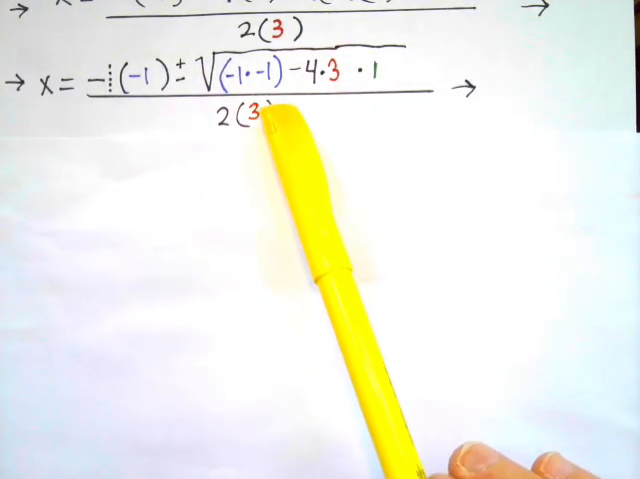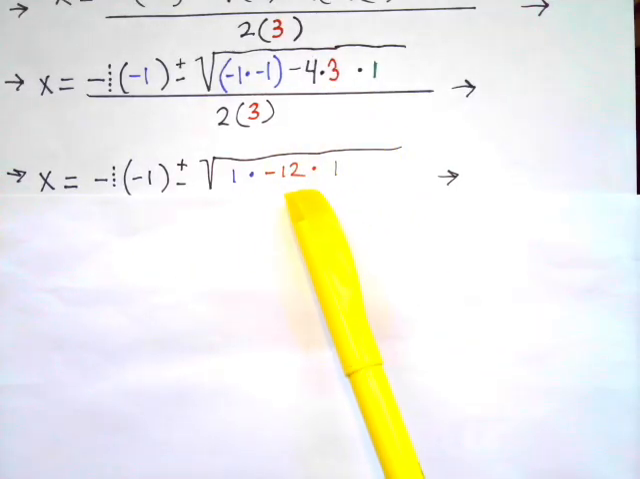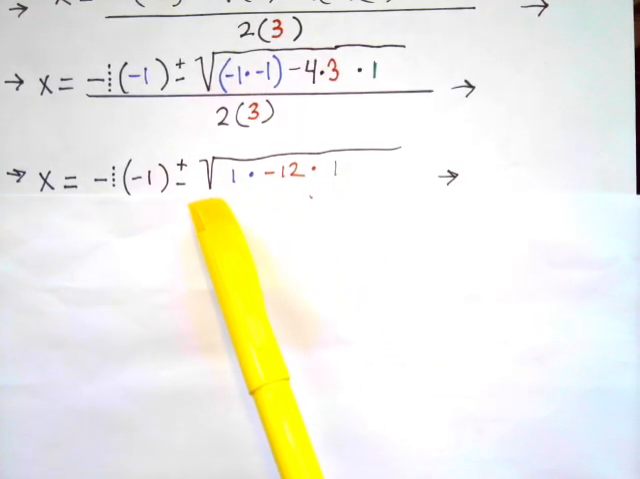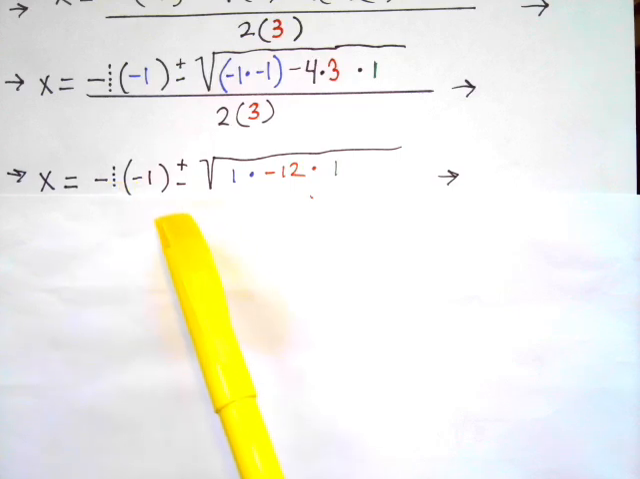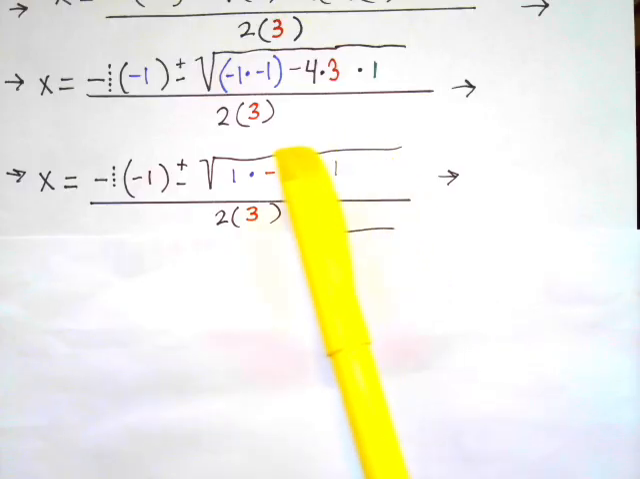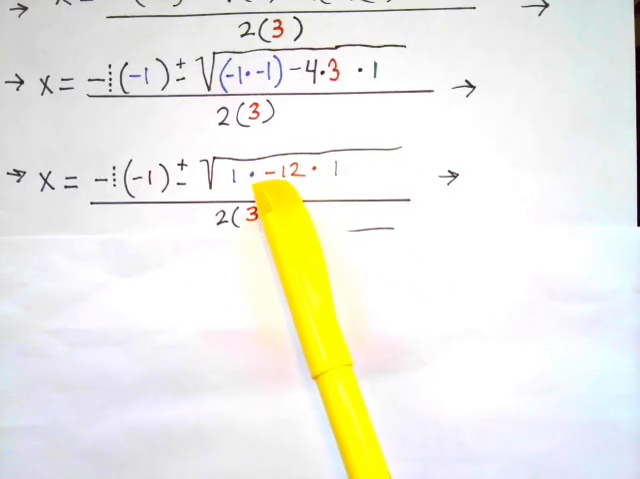-1 times -1 is a +1. All right, -4 times a +3 is -12. And I'm going to multiply all of those terms before I move on. I've got my plus minus, -1 times -1 rewritten, and my 2 times 3 rewritten. Going to simplify inside the radical and explain this negative value inside the radical the best that I can.